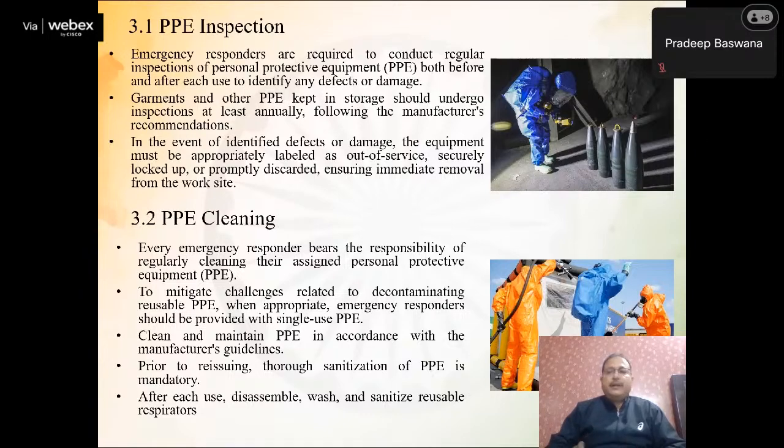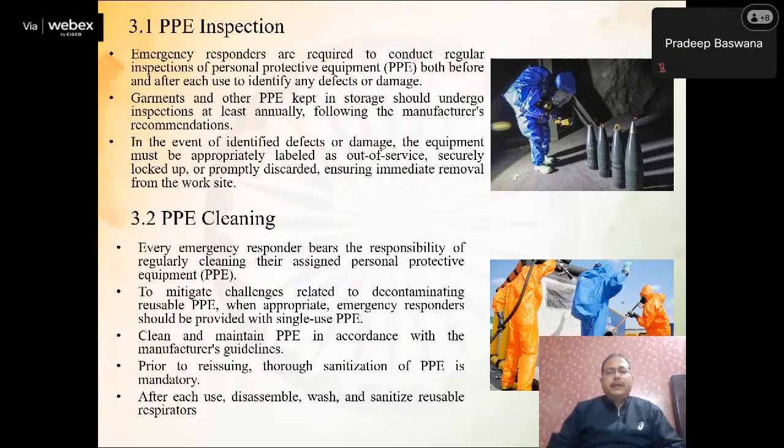It should be discarded. Never try to force anybody, or use yourself, any out of service PPE. If you think it is not in a proper way, or it is showing any defects or damage, we have to clearly say we are not going to use this, neither are we going to force any responder, any person, to go and utilize this broken, torn, or defective, damaged personal protective equipment.